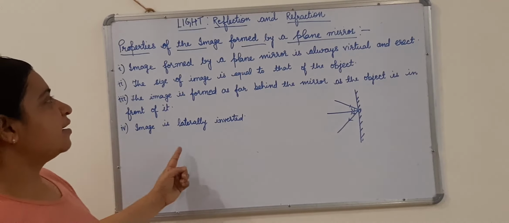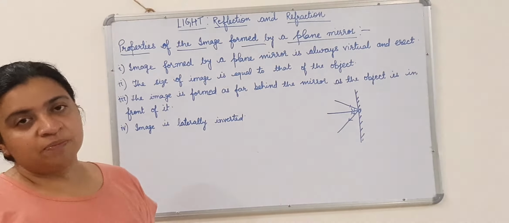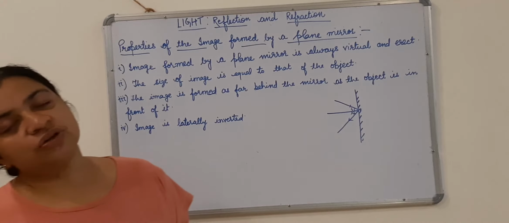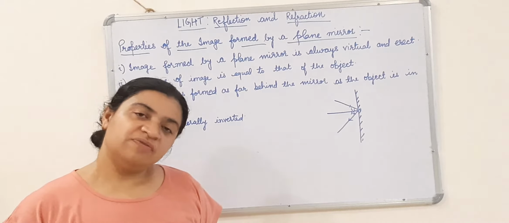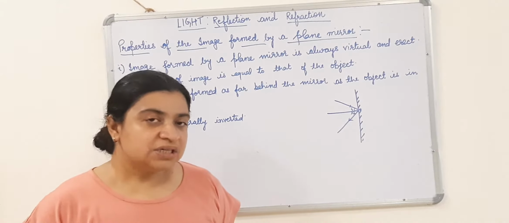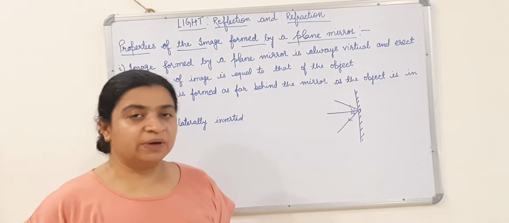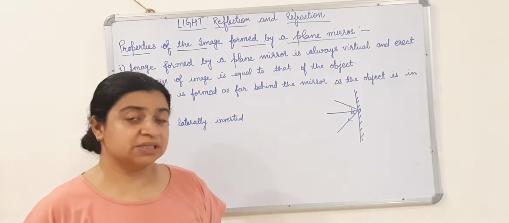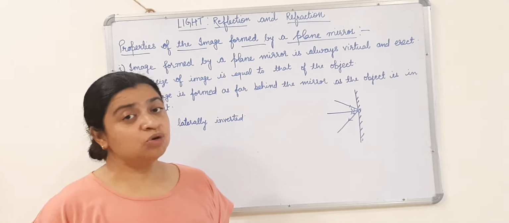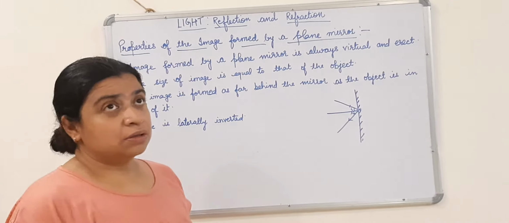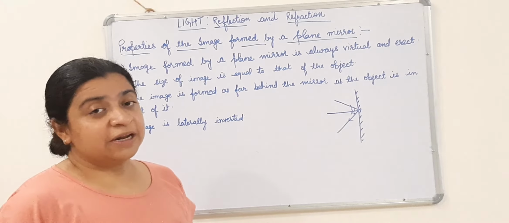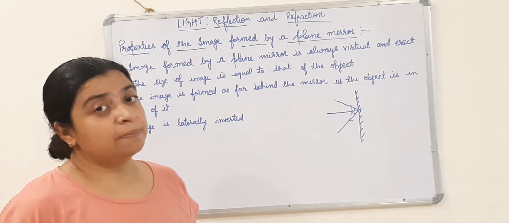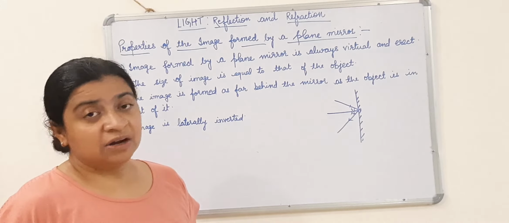So children, these are the properties of the images formed by a plane mirror. The first property I talked about was that the image formed by a plane mirror is always virtual and erect. Children, a virtual image we cannot obtain on the screen. In our syllabus, we have an experiment to perform: formation of images by a concave mirror and convex lens.